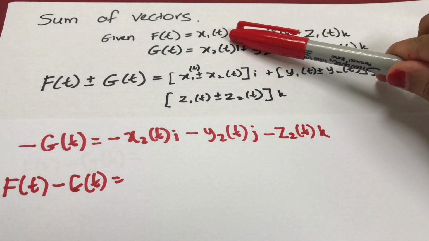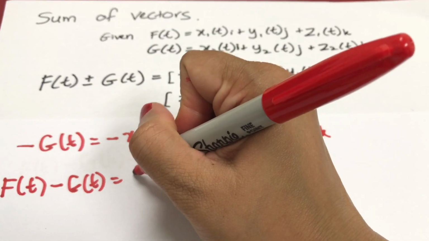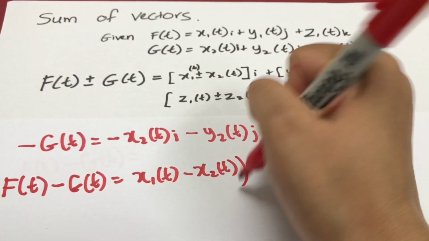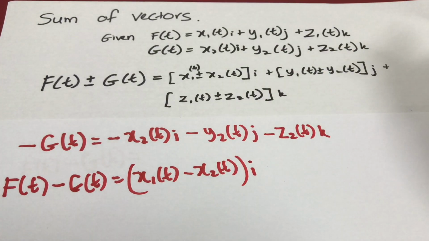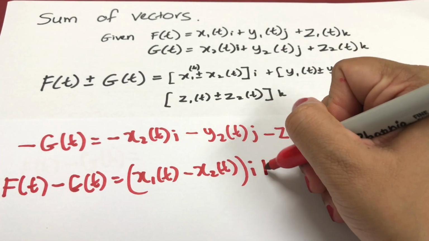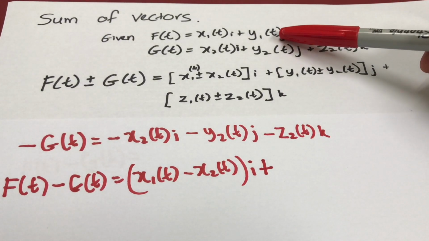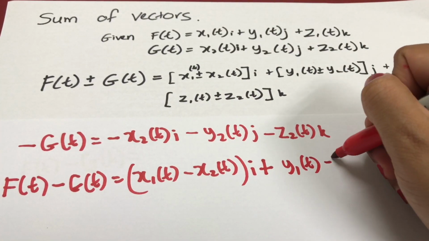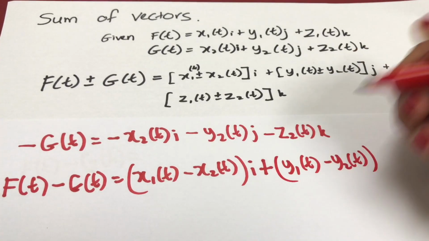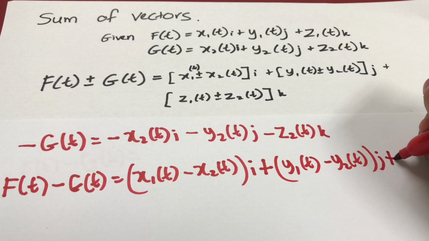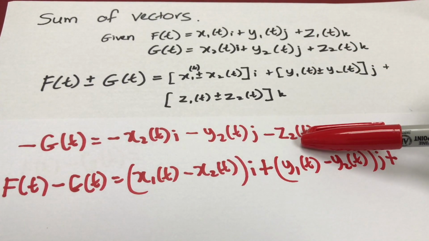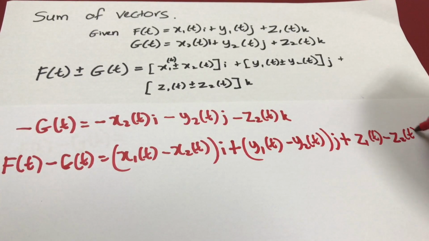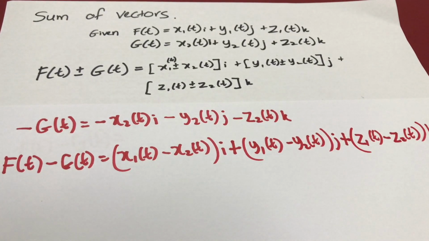F of t is x1 t minus x2 t i, because it's still a sum, so this is plus y1 t minus y2 t j plus z1 t minus z2 t k. Okay, as easy as that.